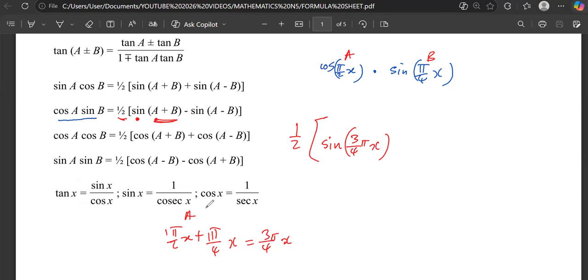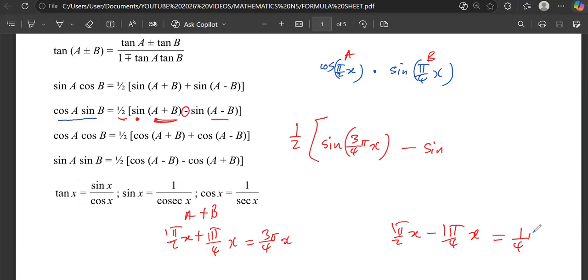That is A plus B. Then we move on, minus. So that's minus sine A minus B. So we must have A minus B. So that's the sine of A minus B, pi over 2 x minus pi over 4 x. So that's 1 over 2 minus 1 over 4. 1 over 2 minus 1 over 4 is going to give us 1 over 4.